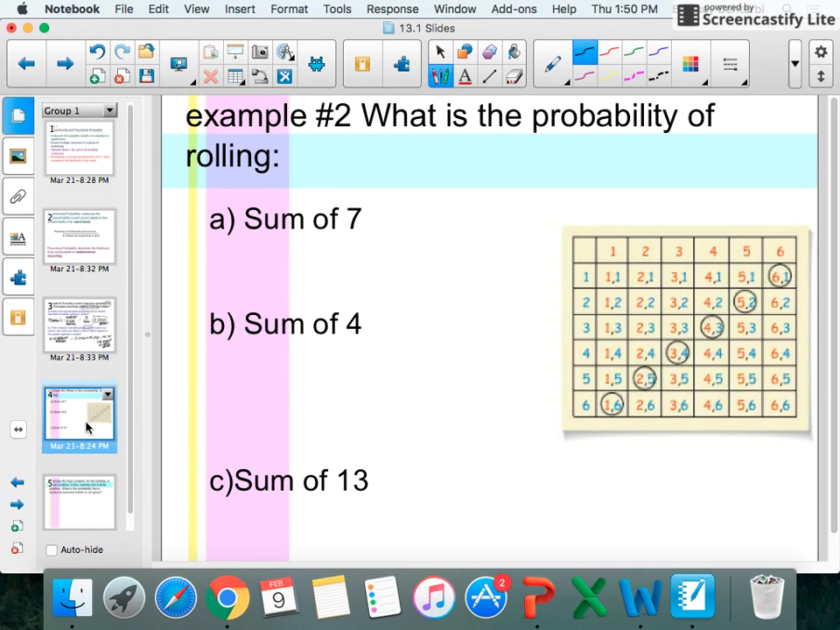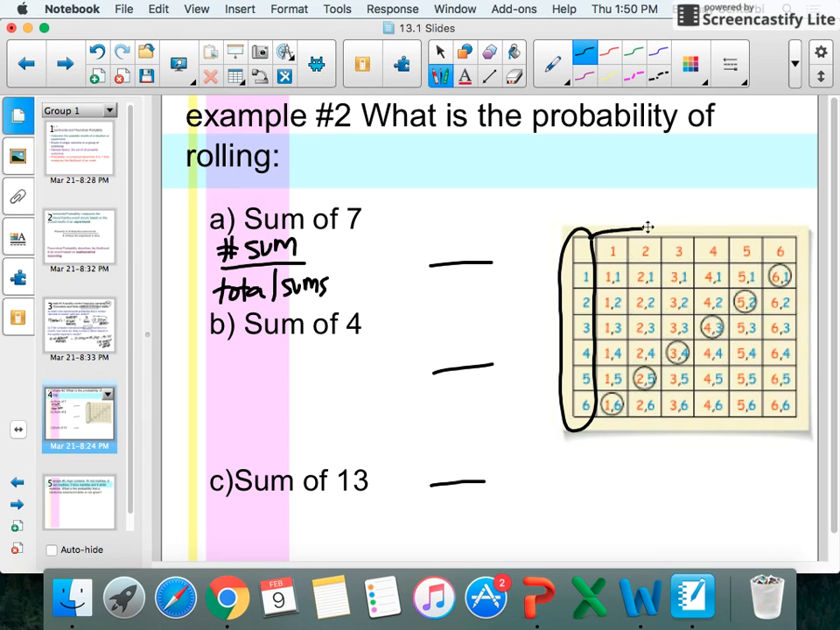Our next example is probability of rolling dice. So you have this little chart on your notes. What we have to do is the number of the sum rolled over the total sums. So if we look at the chart, our total sums for all 3 of these problems, it's a 6 by 6 square.